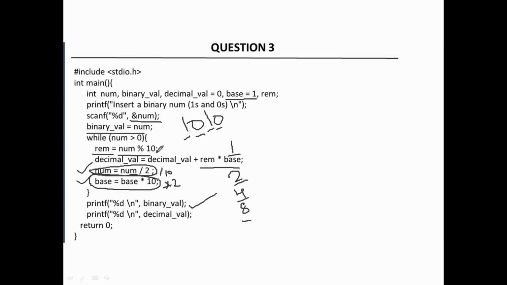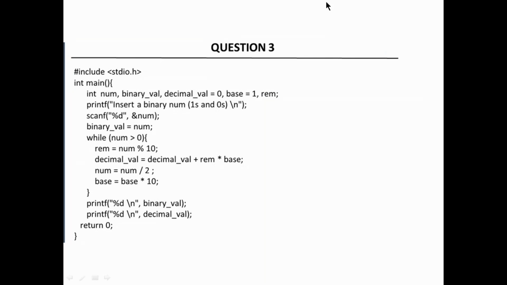This is the modulus division operation only. There is no problem in it. So here we are adding the remainder into the base. And next, we should divide by 10 more. Afterwards the base should be multiplied by 2. Good. You'll get the decimal value for the binary. Good.